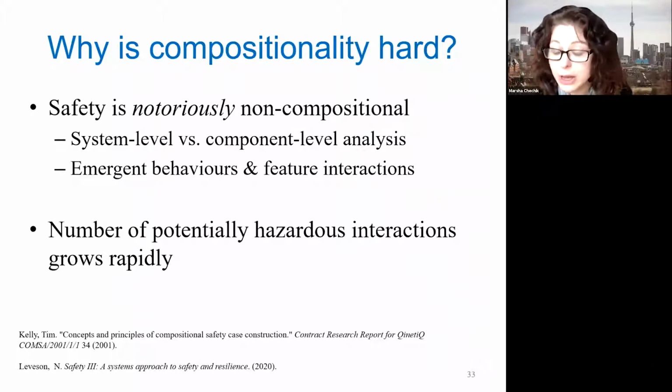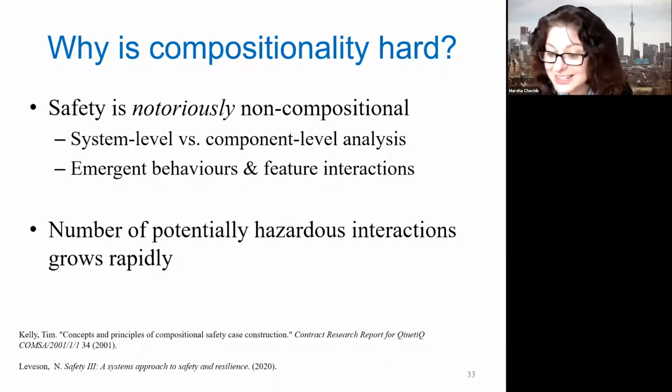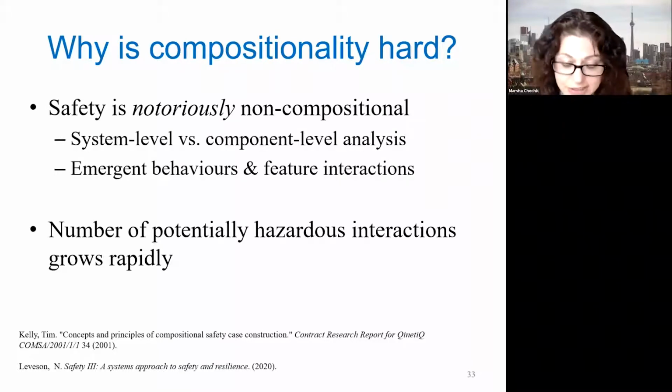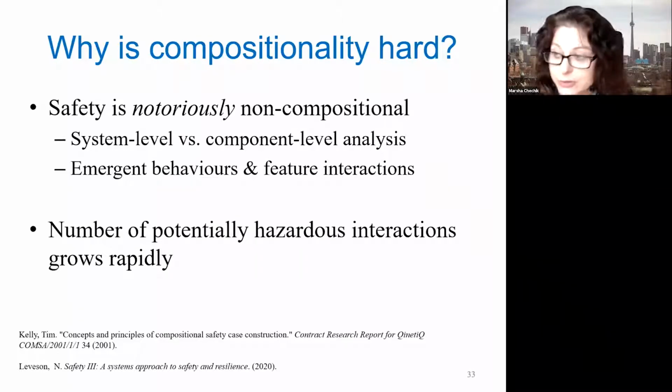Those are called emergent behaviors. These are behaviors that aren't in any of the existing systems, but once you put them together, all of a sudden they exist, and they are nasty, and they cause safety problems, and we need to find them somehow. The number of these potentially hazardous interactions can easily grow very, very fast once we put multiple components together. That's why reasoning about safety compositionally in general is quite tricky.